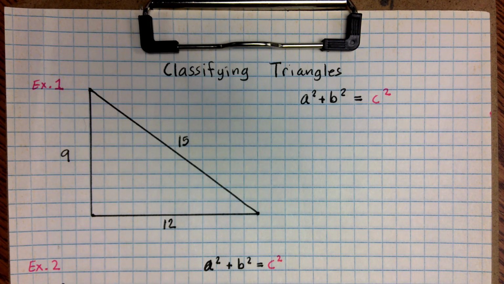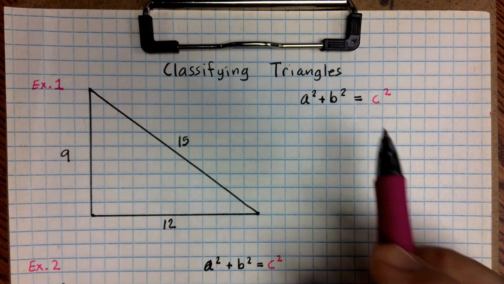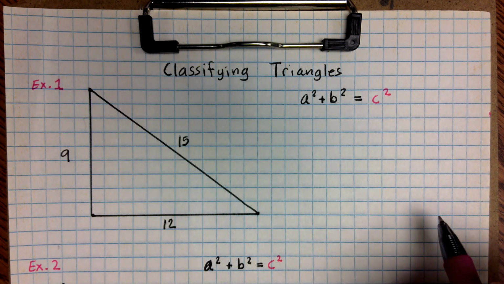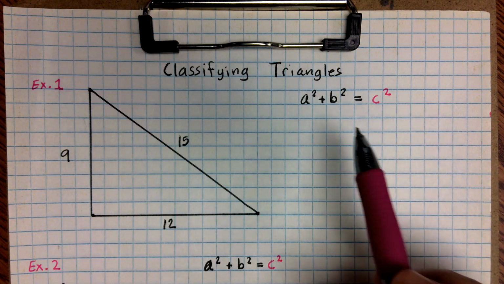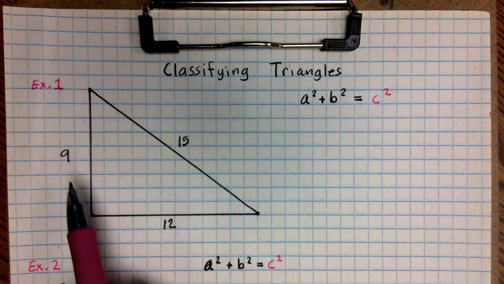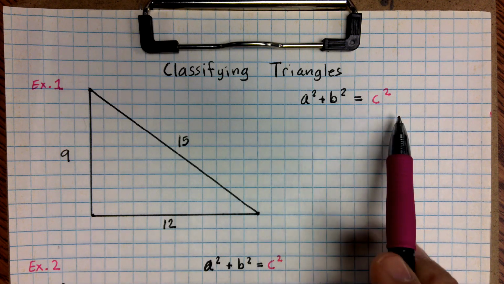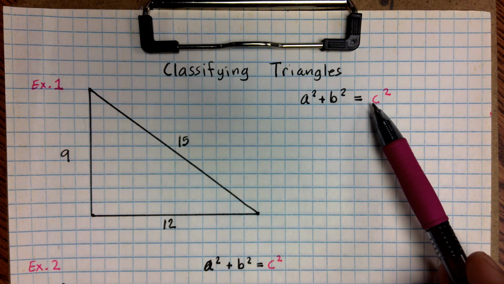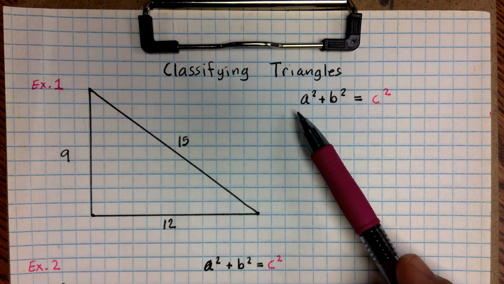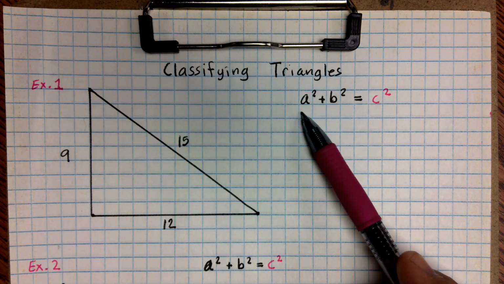In this video, we're going to be looking at how to classify triangles by their three sides, and we're going to be using the Pythagorean theorem's converse in order to do that. What we're going to do is see if we substitute the side values of the triangle that are given into the Pythagorean theorem, putting the longest side as the hypotenuse and the two shorter sides as the legs, A and B.